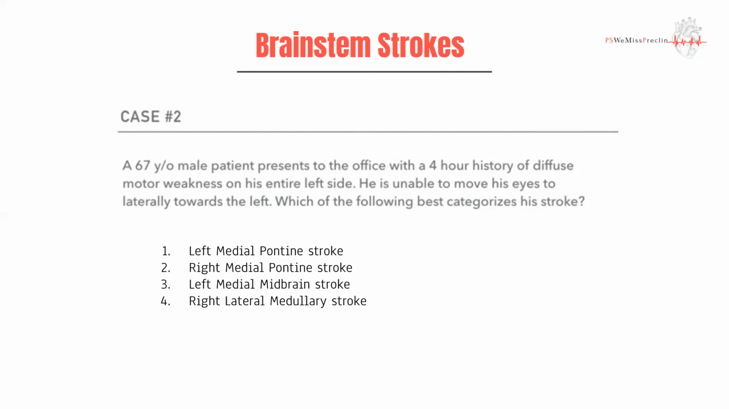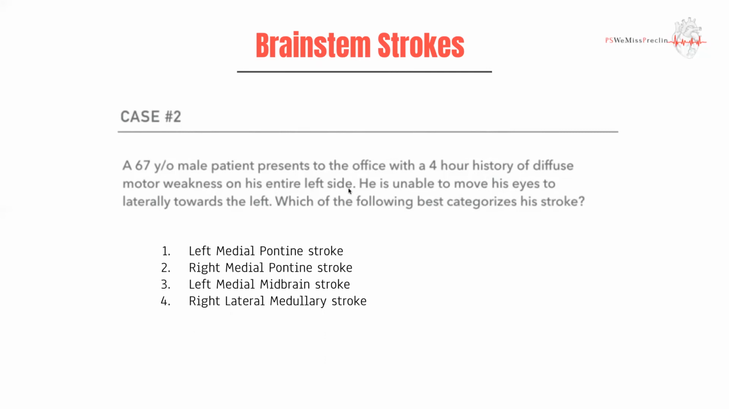Okay, so we know he has a 4-hour history of diffuse motor weakness on the entire left side. We know that his motor system is affected, which means that the stroke is going to be medial. Remember, motor, medial. So it's not number 4. Cool. We know that he's shot his entire left side, which means that the stroke is on the right, which means that it's not 1 or 3. Just based on that, you've already got to the answer, but let's figure out a bit more.